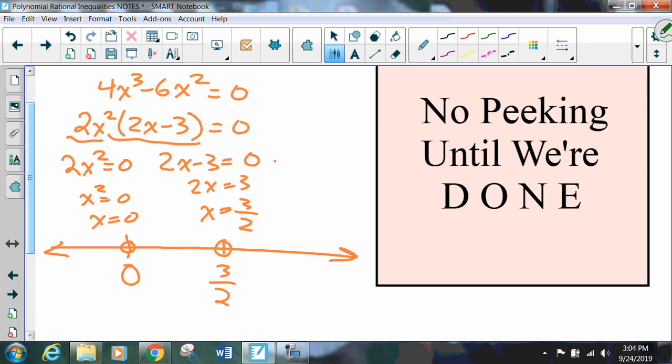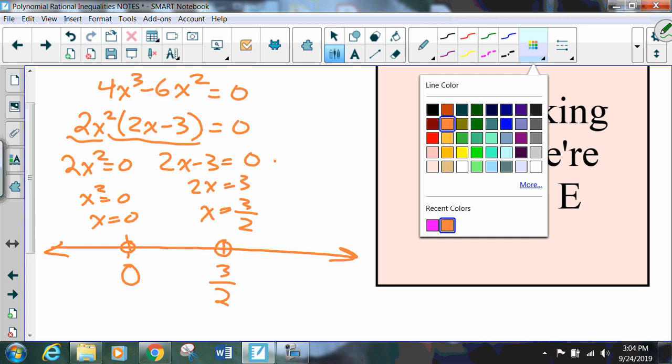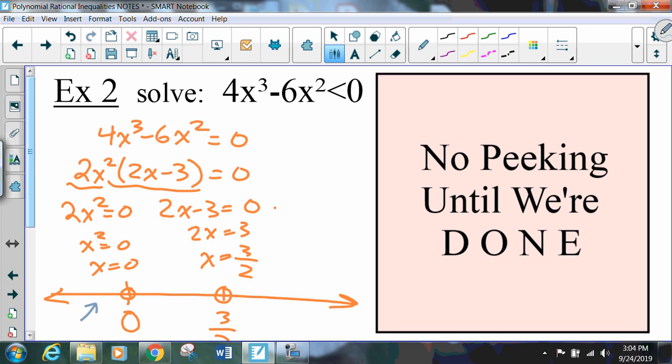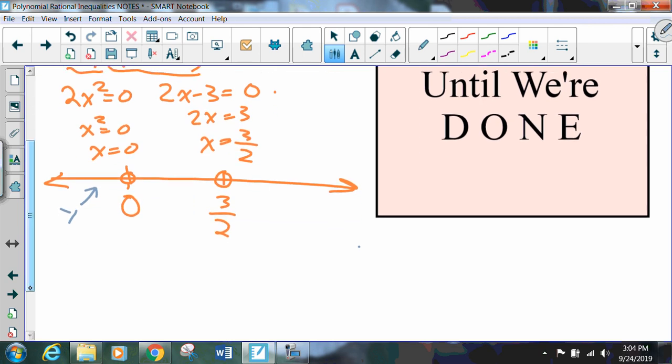So once we have our placeholders here, we don't care that they're a solution or not. We know that we're going to test to the left and right of them, and we're going to see who belongs and who doesn't. So when we're testing, I want to make sure that you get what we're doing. We're going to test numbers to the left of 0, like, for instance, -1. That means we're going to plug in -1 to this and compare it to 0. If it's less than 0, we're like, yes, you're part of our solution. And if it's not, then we're going to say no.